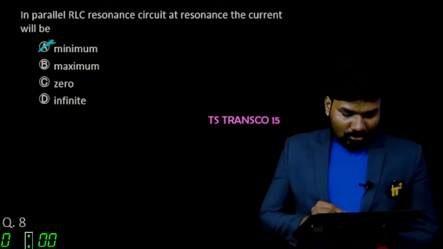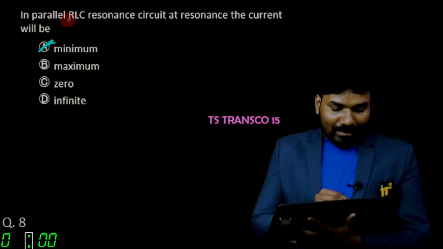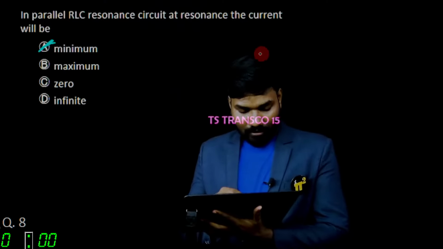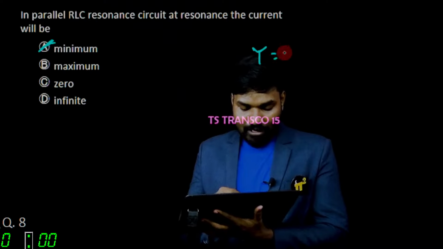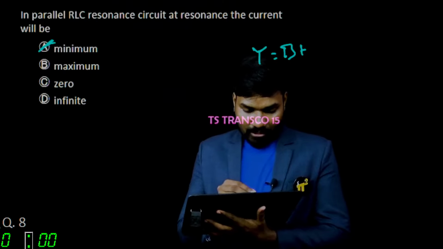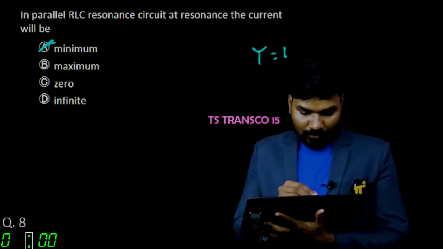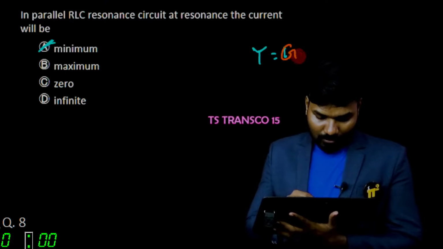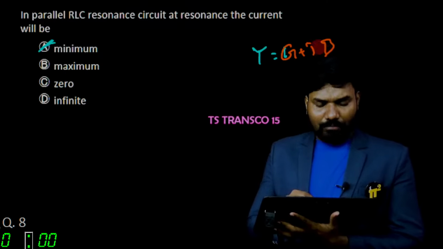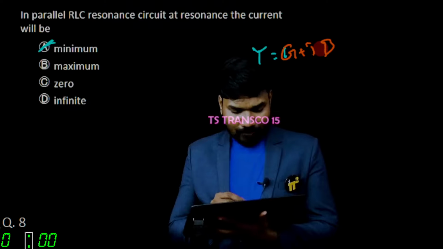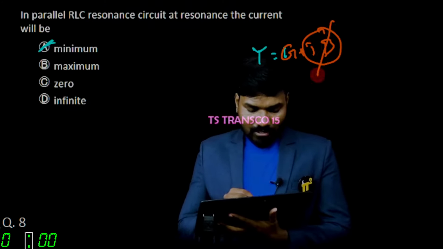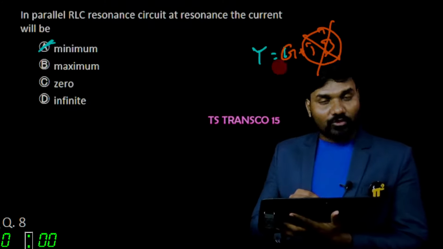So in case of parallel RLC circuit, you will have Y is equal to G plus jB. B is net susceptance. So this component has become 0 at resonance. So Y is equal to G.